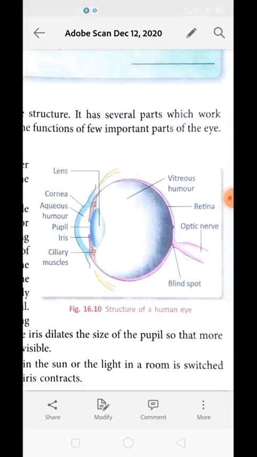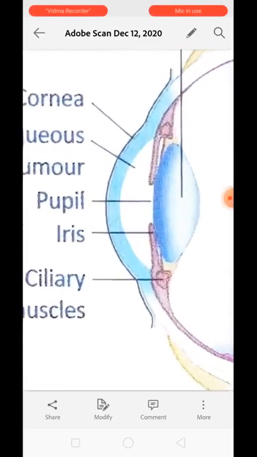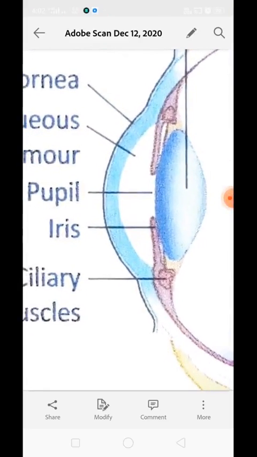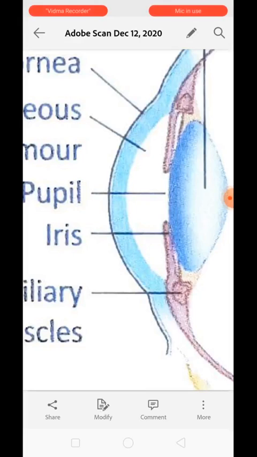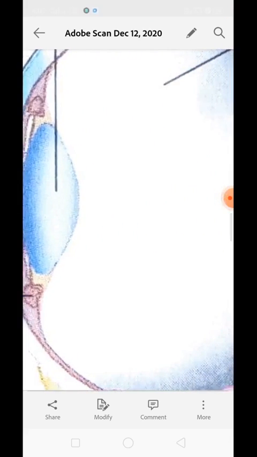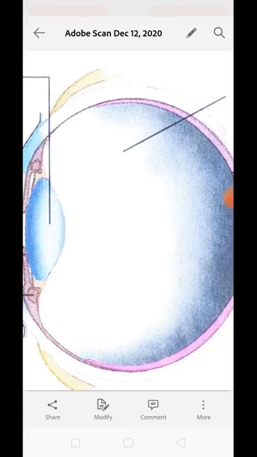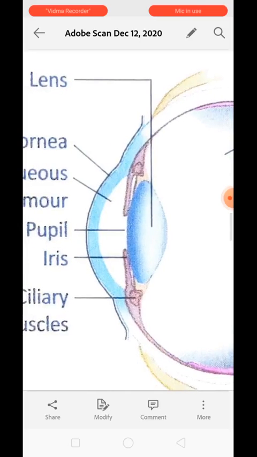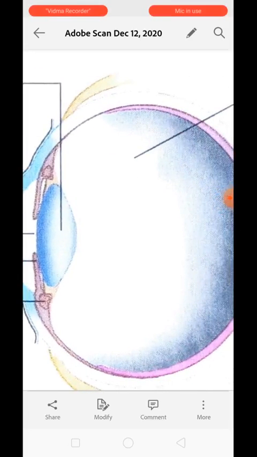The space between the cornea and eye lens is filled with a transparent fluid called aqueous humor. While the space between the eye lens and retina is filled with a jelly-like material called vitreous humor. The aqueous humor maintains the bulging shape of the cornea, while the pressure of vitreous humor keeps the retina attached to the wall of the eye.